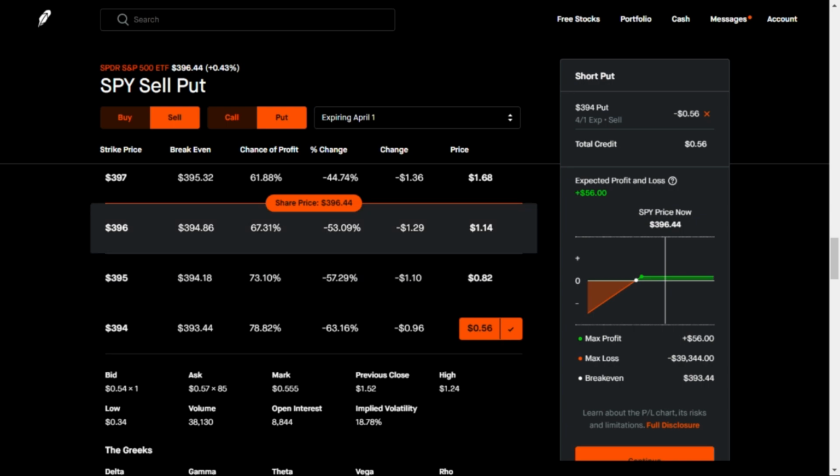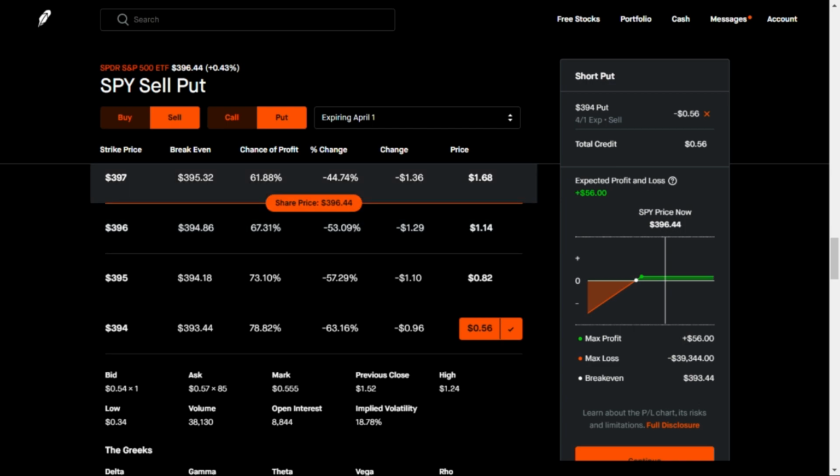So what we're going to do next is look at the profit and loss on the mobile version. This is going to be real quick. Let's use Tesla. We're going to look at Tesla and just look at the mobile version of how this works out, okay?